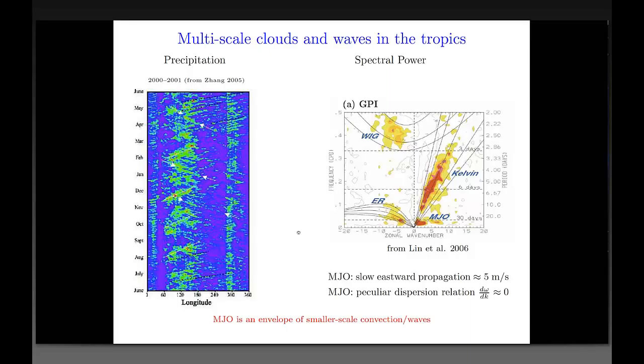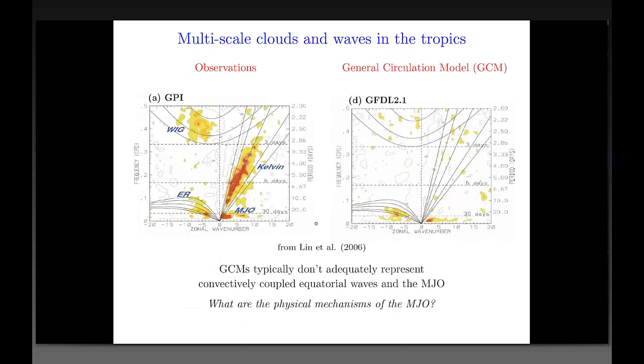Okay, so that's a little bit about the multiscale structure. And then another important point is current comprehensive models, general circulation models. How well do they simulate the MJO? So this plot on the left is the same plot from the previous slide.